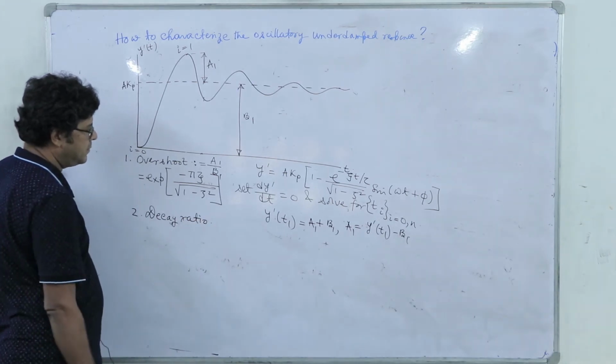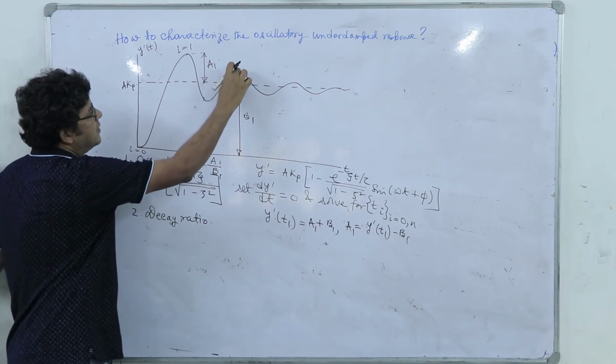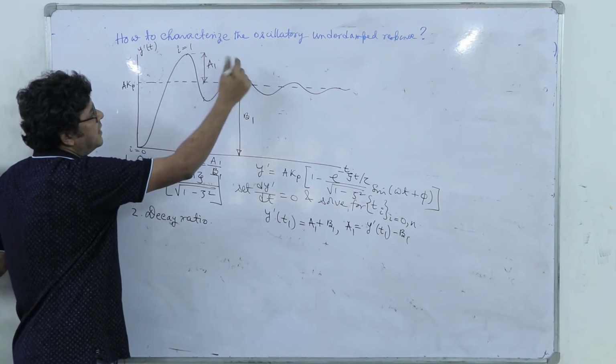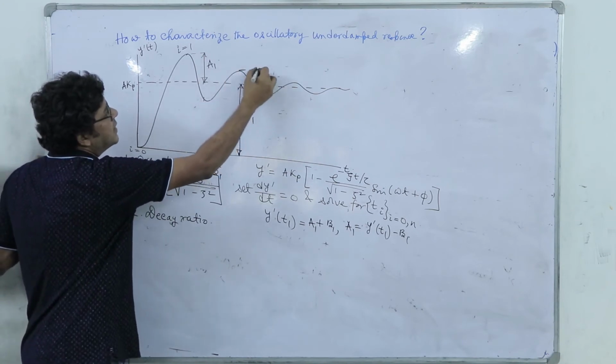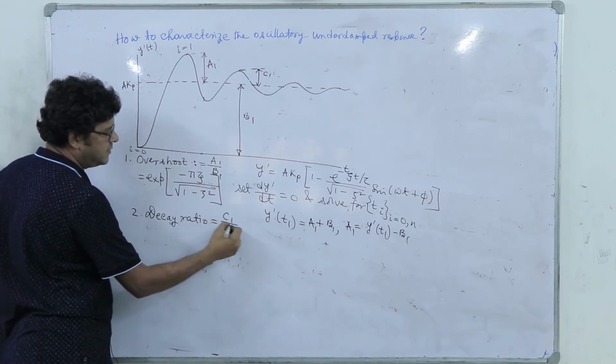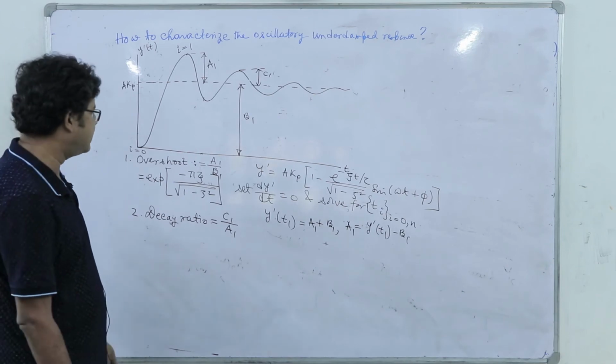Another important term. So, what is decay ratio? See, the oscillation, its amplitude actually decays down. So, in the first peak, let us say the excess is A1. In the second peak, let us say the excess is C1. So, decay ratio is defined as C1 by A1, the second peak excess divided by the first peak excess.